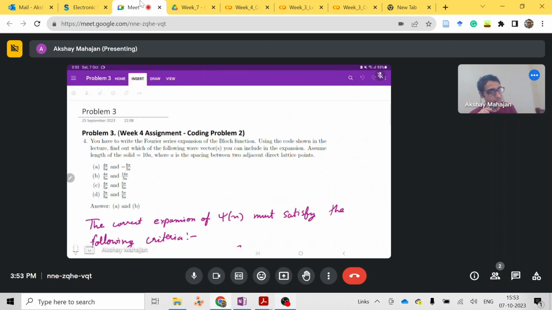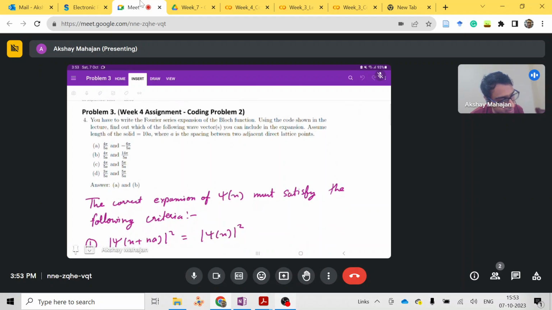Alright, so problem number 3 is the week 4 assignment coding problem number 2. What you have to do is write the Fourier series expansion of the Bloch wave function, psi of x, using the code shown in the lecture. Again, find out which of the following wave vectors you can include in the expansion. Assume the length of the solid is 10a, where a is the spacing between two adjacent direct lattice points.